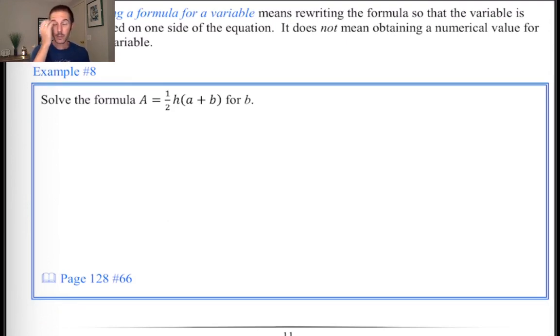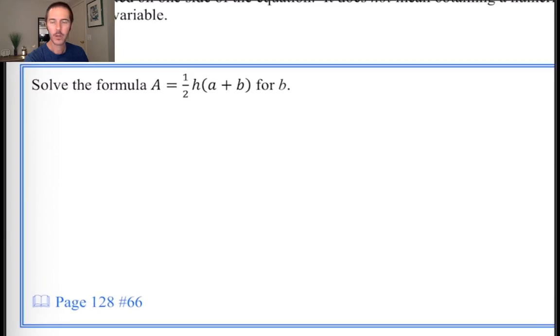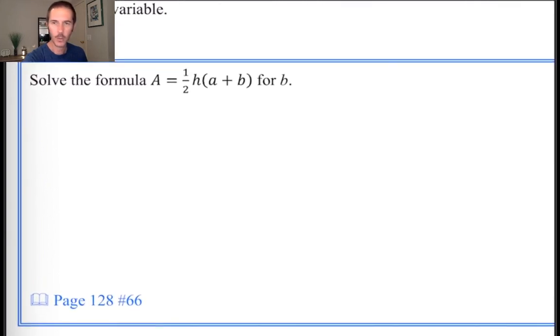I'm going to start moving the stuff that's already farthest away from the b, which would be the 1/2. How do we make that 1/2 disappear from the right-hand side of the equation? I'm going to multiply both sides of the equation by 2. So actually, let me rewrite the equation. A equals 1/2 h times the sum of the bases.